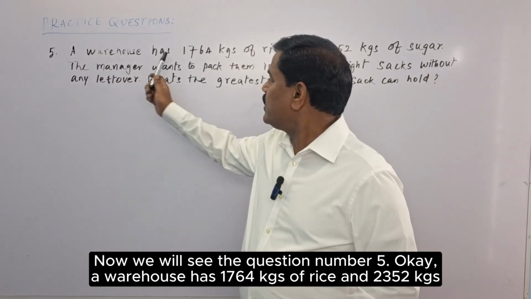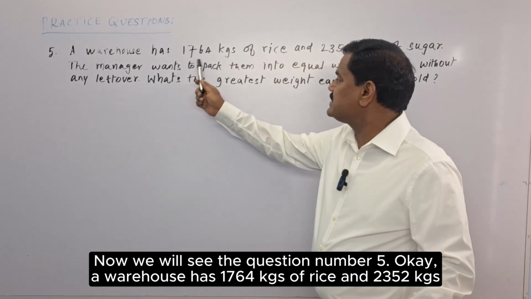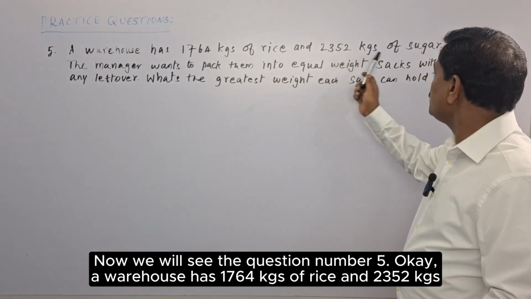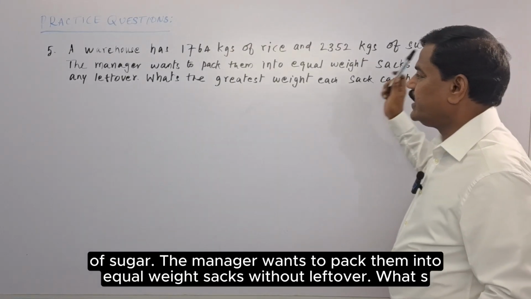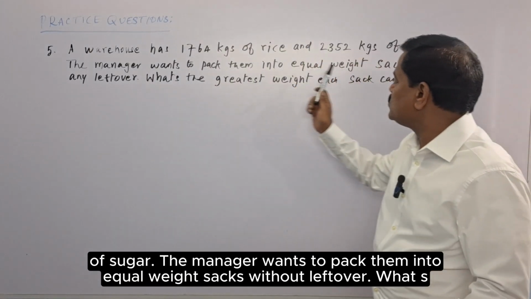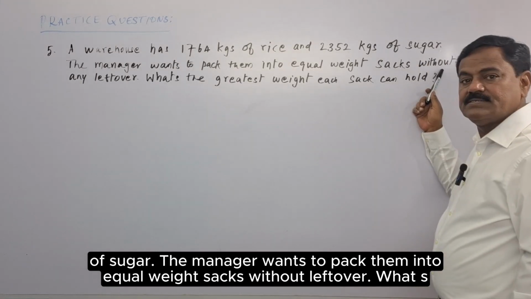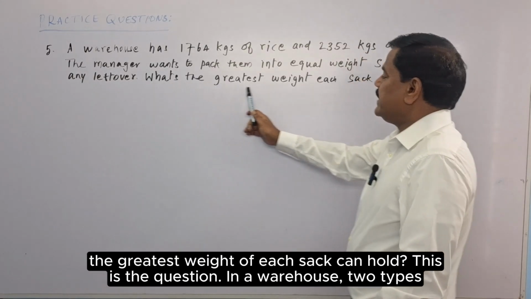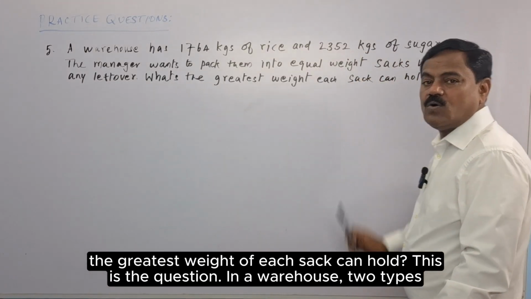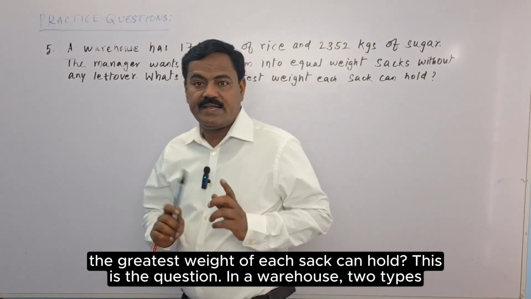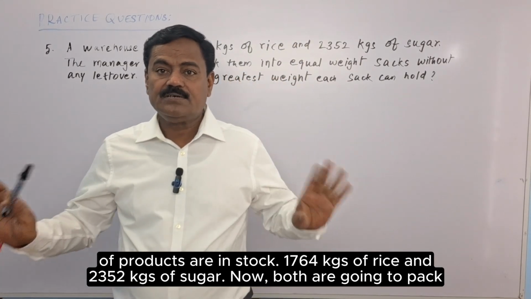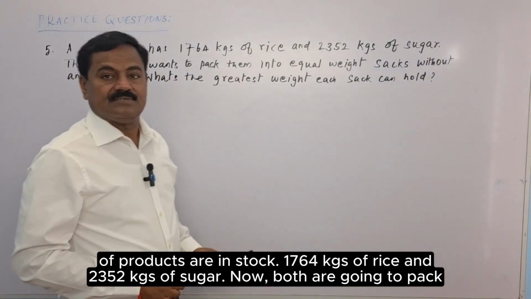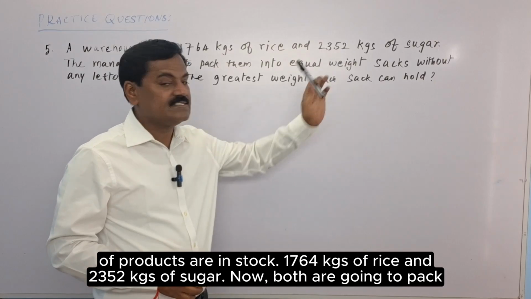Now we will see the question number 5. Okay, a warehouse has 1764 kgs of rice and 2352 kgs of sugar. Okay, the manager wants to pack them into equal weight sacks without leftover. What's the greatest weight each sack can hold? This is the question. Okay, in a warehouse, two types of products are in stock. Okay, 1764 kgs of rice and 2352 kgs of sugar.